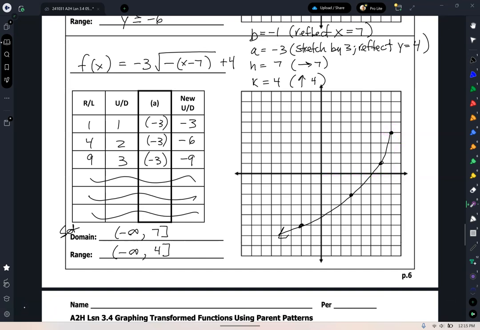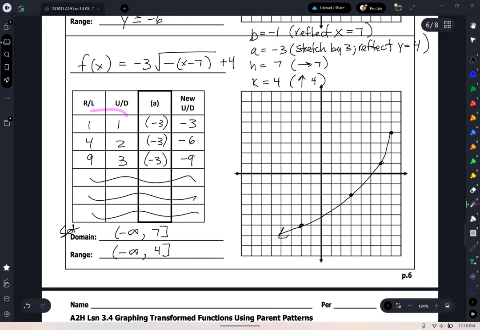And then I know that instead of going this way on my graph, I'm going to be going this way on my graph because my B is negative and it's reflecting over that x equals 7 line. Instead of going this way, I'm going this way, right? And then because my A is negative 3, it's reflecting and stretching. And this time it's reflecting over this line, right? Instead of going up this way, I'm going this way, you know, with the downward slope, obviously. And so that's my reflection line there. And then I'm being stretched further, right?